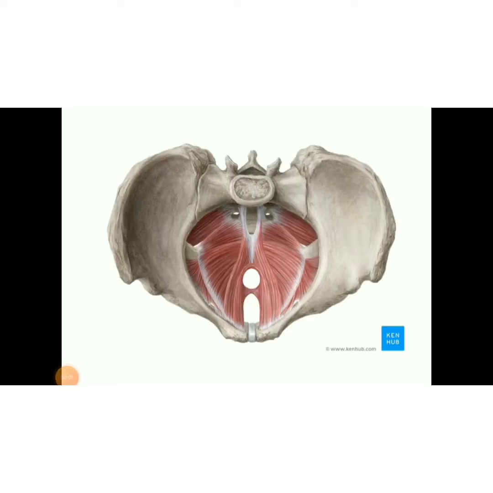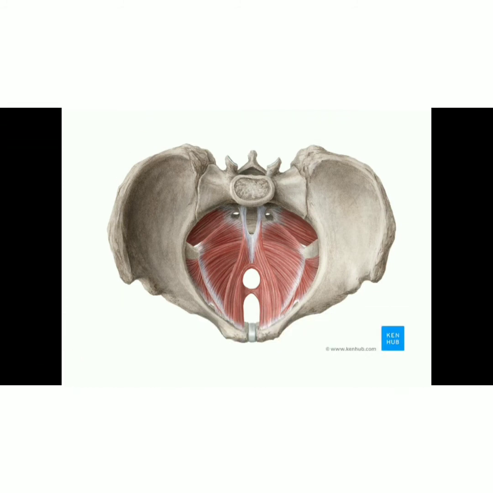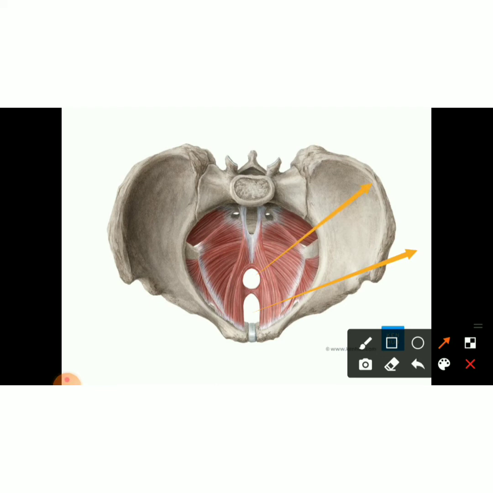Okay. So, in this picture, this is a picture of the male pelvis. Okay. So, this is a hiatus urogenitalis, and this is a hiatus rectalis.